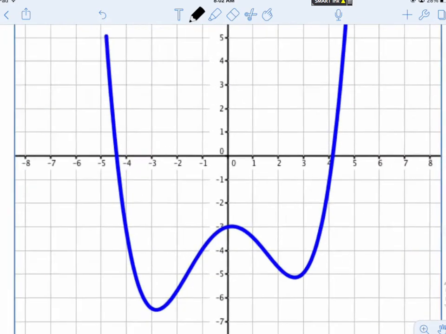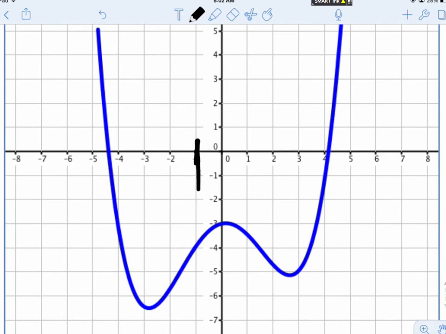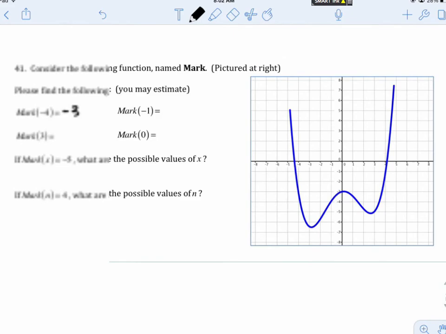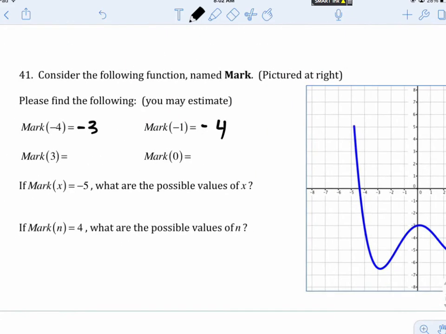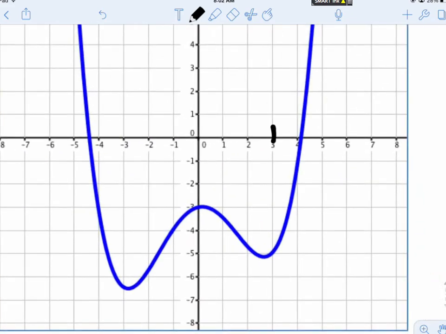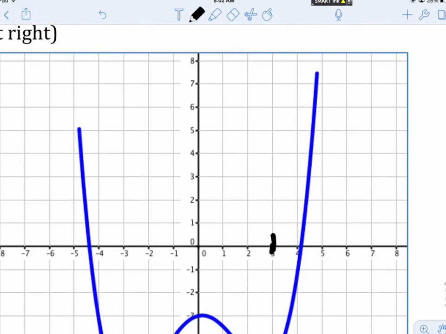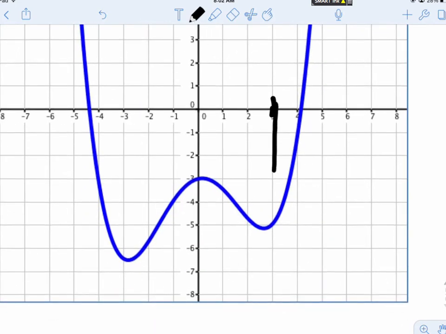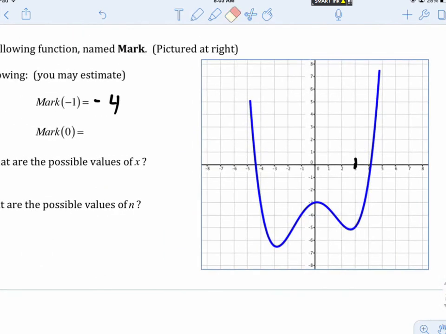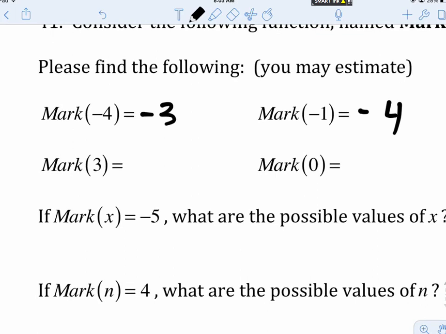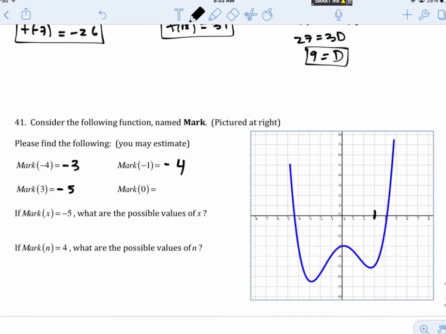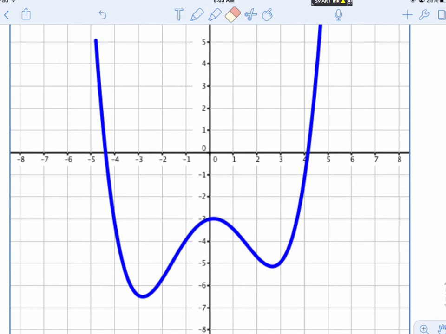Mark of -1, well, let's look for -1 on our input axis. Mark of -1 looks like it's about -4. All right, mark of -1 is -4. Mark of 3, so we have to find 3 on our input axis, and oops, excuse me. Looks like about -5 to me. All right, so mark of 3 we're going to call -5. If 3 is the input, -5 is the output. Mark of 0. So if 0 is the input, looks like -3, once again, will be the output.